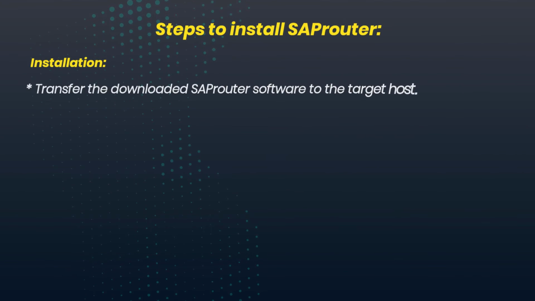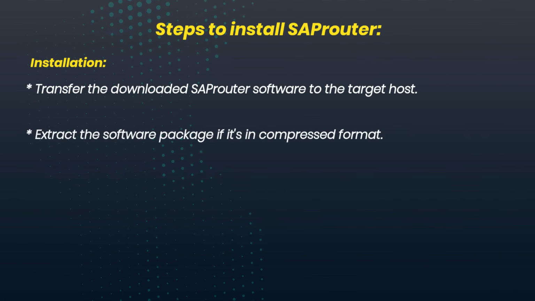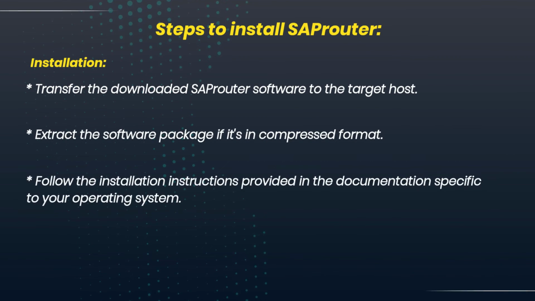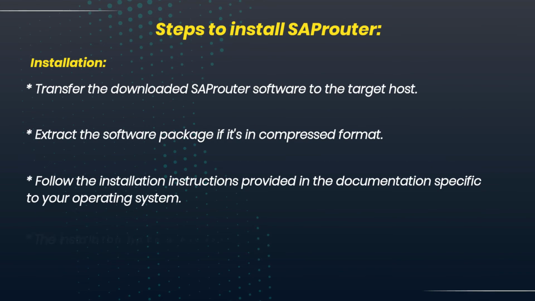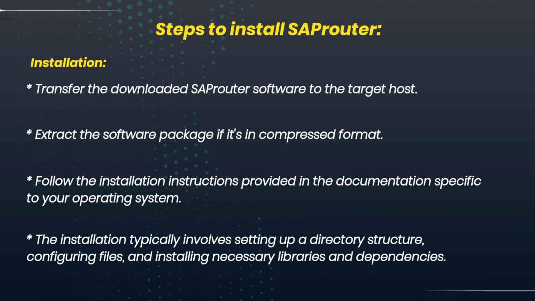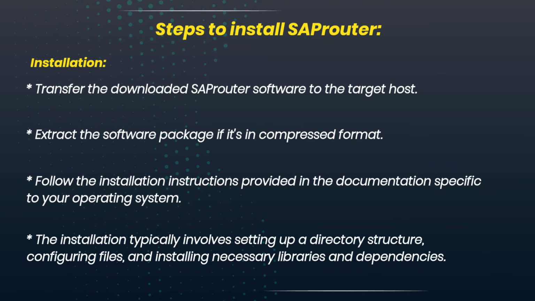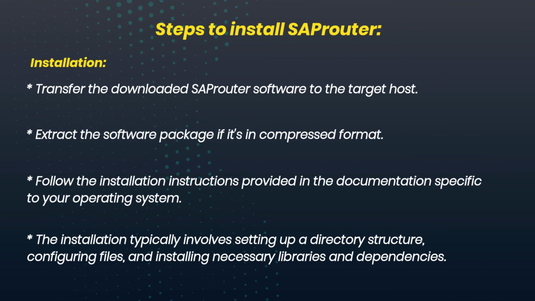Installation. Transfer the downloaded SAP Router software to the target host. Extract the software package if it's in compressed format. Follow the installation instructions provided in the documentation specific to your operating system. The installation typically involves setting up a directory structure, configuring files, and installing necessary libraries and dependencies.